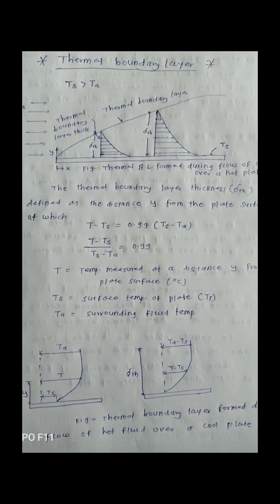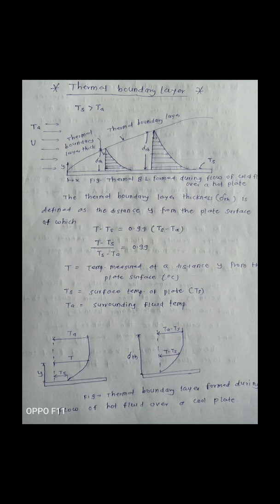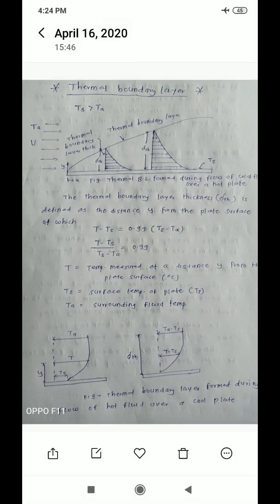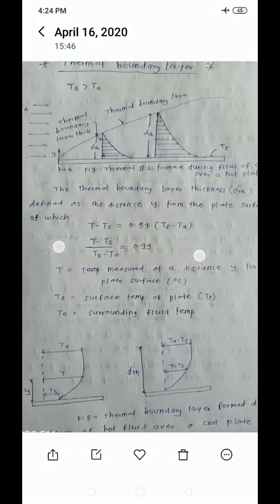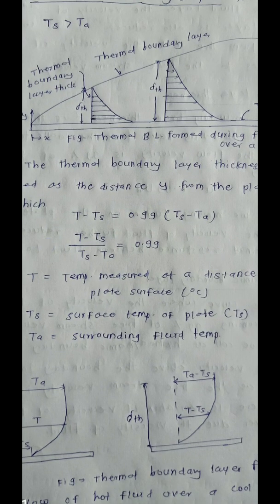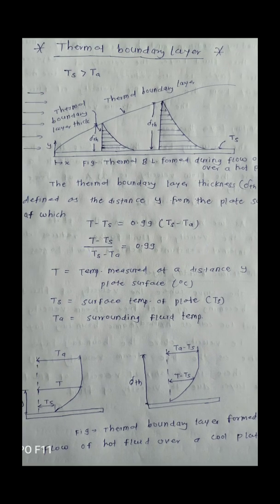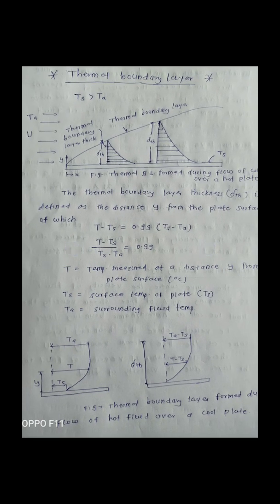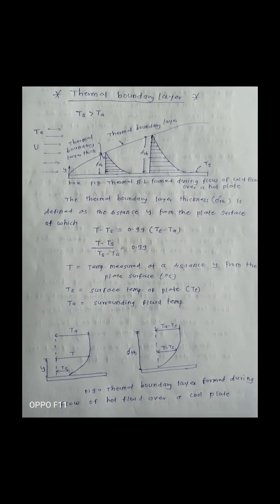What is meant by thermal boundary layer thickness? The thermal boundary layer thickness is defined as the distance y from the plate surface at which T minus Ts is equal to 0.99 into bracket Ts minus Ta. So what is the meaning of T? T is the temperature measured at a distance y from the plate surface.